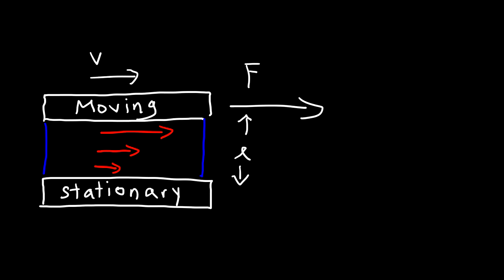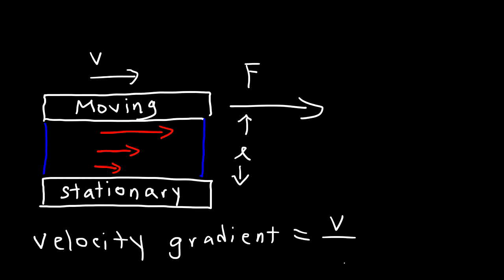The velocity gradient is the ratio between the velocity and the length between the two plates. So to calculate the required force that will keep the upper plate moving at constant speed, here's the formula that you need. So that required force is equal to the coefficient of viscosity, which is the Greek symbol eta, multiplied by the area of the plates, times the velocity divided by the distance between the plates.